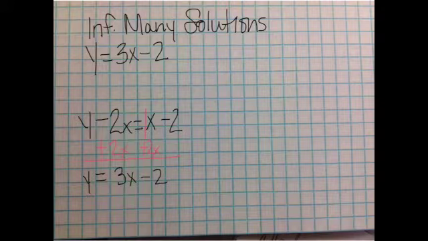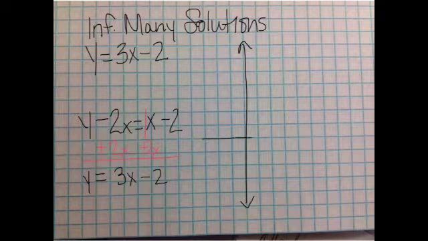So let's go ahead and graph it. Let's see if they crisscross. Nope, they try to be the exact same line. Oh, you're on to something. It's going to be the same one. Very good.